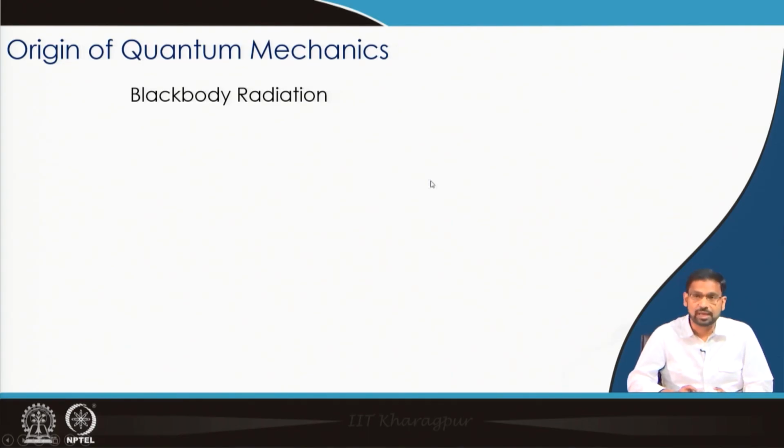In fact, before that, we also want to discuss why there was even a need for quantum mechanics. So briefly, we will go through the stories of the origin of quantum mechanics. There are a few experiments at the end of the 19th century and the beginning of the 20th century that puzzled the physicists of that time, because the existing knowledge in classical physics was not sufficient to explain those experimental results.